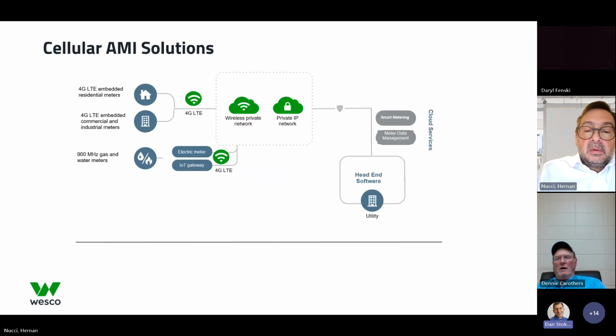So, and finally, cellular, pretty simple. You have the meters. It could be electric, water, gas. In some cases, you may need a gateway. In certain cases, to get to the 4G LTE or Cat-M1, that goes to a cloud, and from the cloud straight to the head-end software in the utility. The topology is pretty simple.